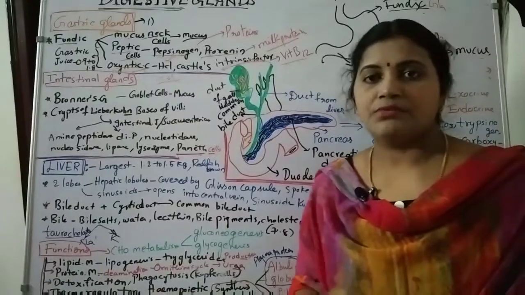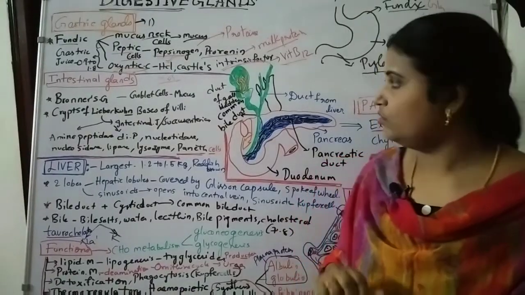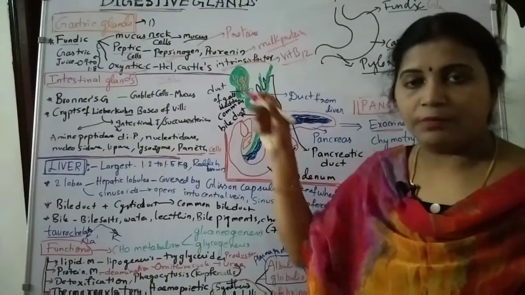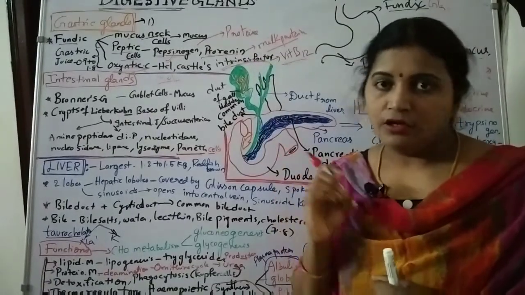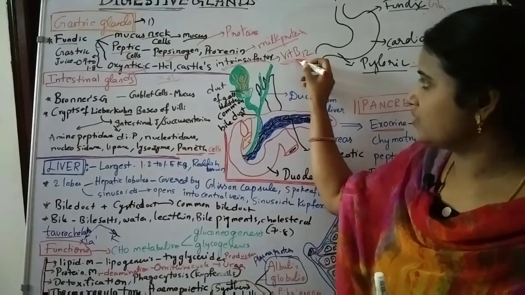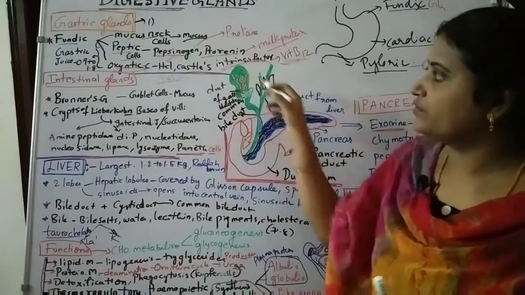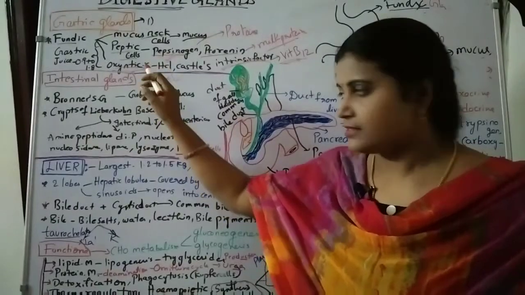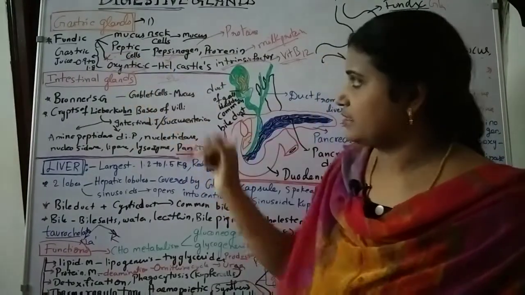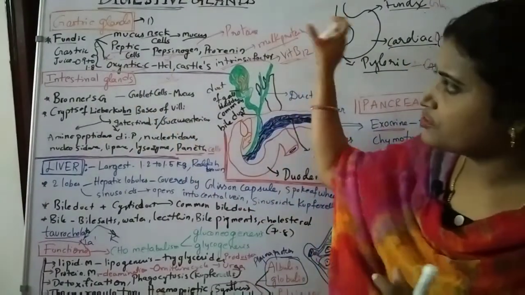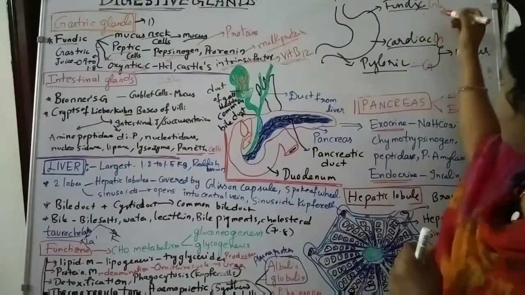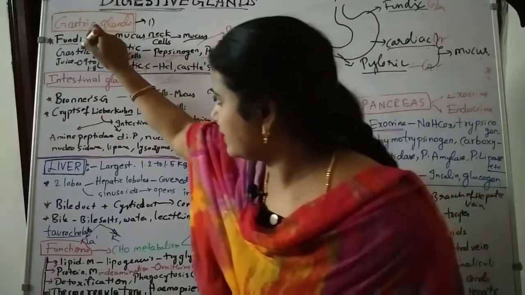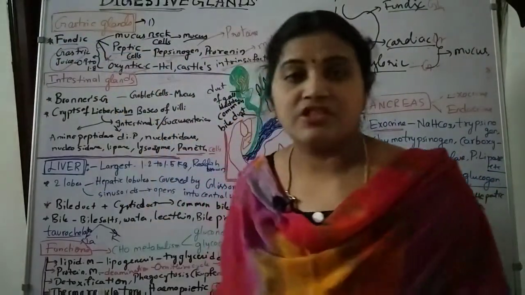Why? Because we can't take vitamins directly, so these factors help to synthesize those particular vitamins. So vitamin B12 is synthesized with the help of Castle's intrinsic factor secreted by the oxyntic cells. Remember this point, oxyntic cells. Together, the secretions of all these glands, cardiac, pyloric and fundic, we call gastric juice.